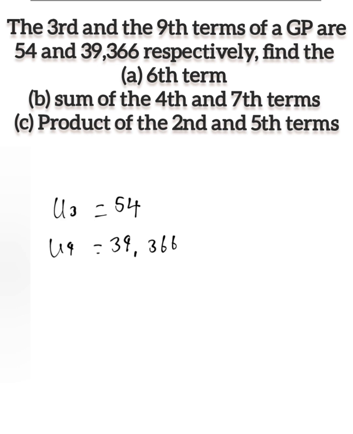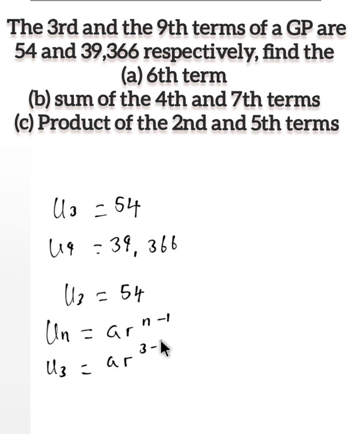But before we can find any of the terms, first of all we need to find the common ratio and the first term. And we can do that from the information given so far. Now let's work with the first information here, that the third term is equal to 54. Now recall that Un in a GP is equal to a r^(n-1). So u3 is equal to a r^(3-1). And u3 is 54, so this is 54 is equal to a r squared. Now let this be equation 1.